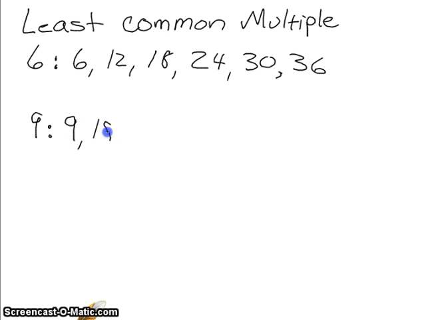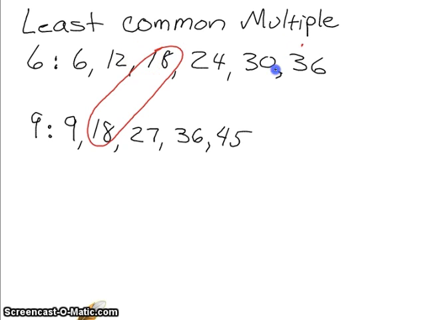9, 18, 27, 36, 45, and so on. And you notice that between 6 and 9, there are some multiples that they share, like 18 and 36.